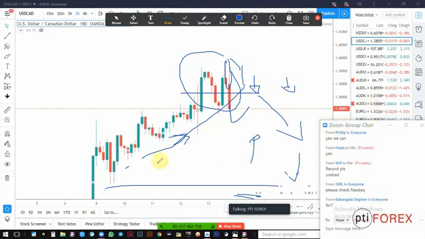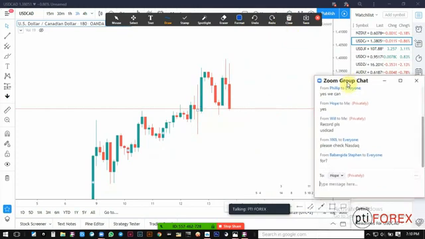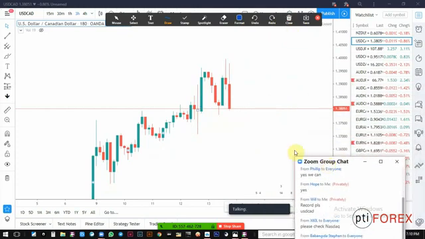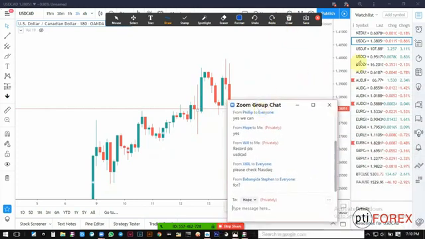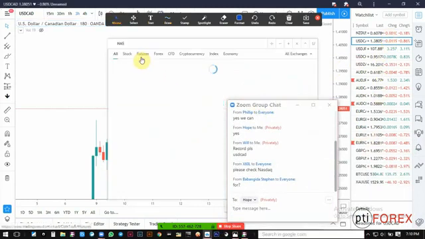So let us go to Nasdaq. I hope it is making sense, guys. Let us check this index called Nasdaq. Where is it? So I just need to search it here. Nasdaq.